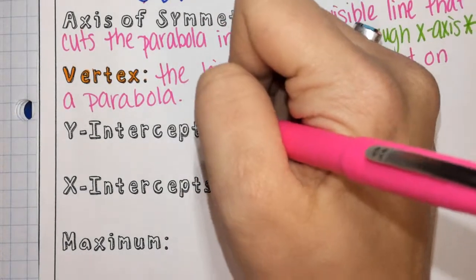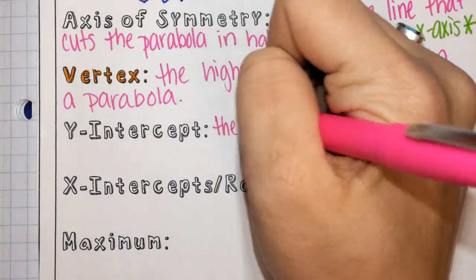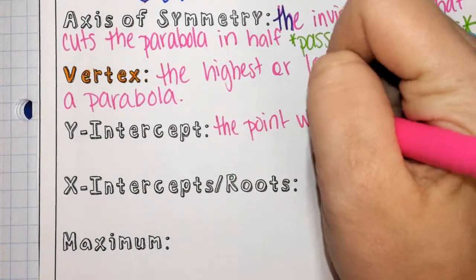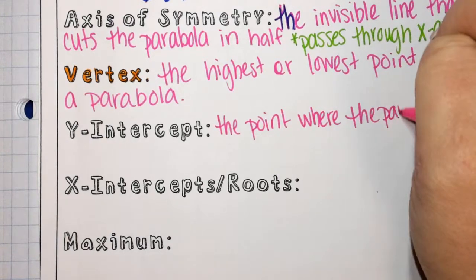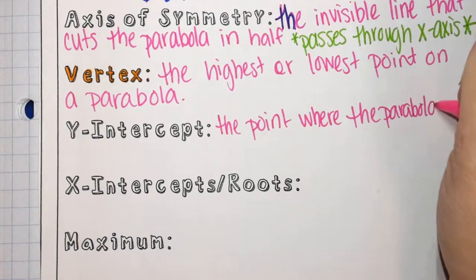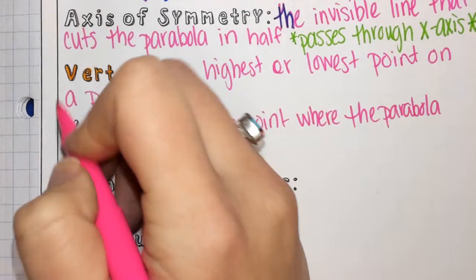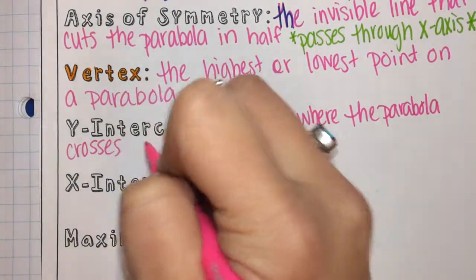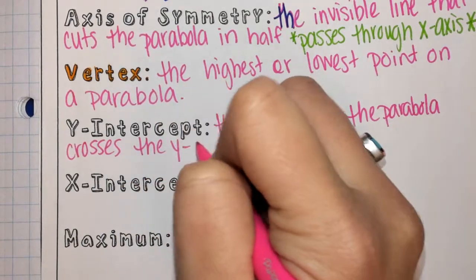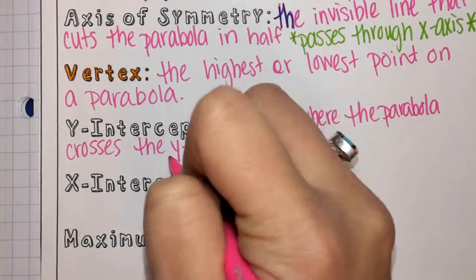Alright, so the y-intercept is the point where the parabola crosses the y-axis.